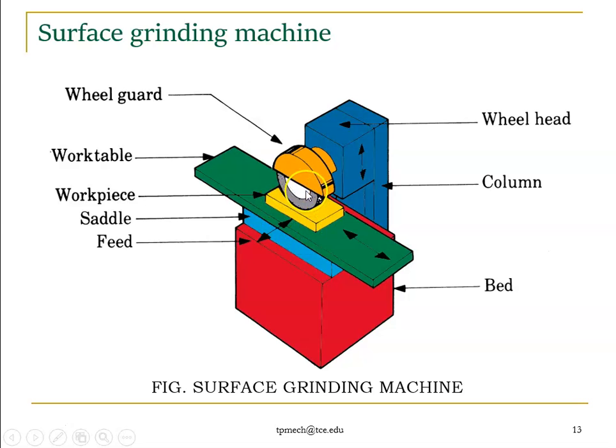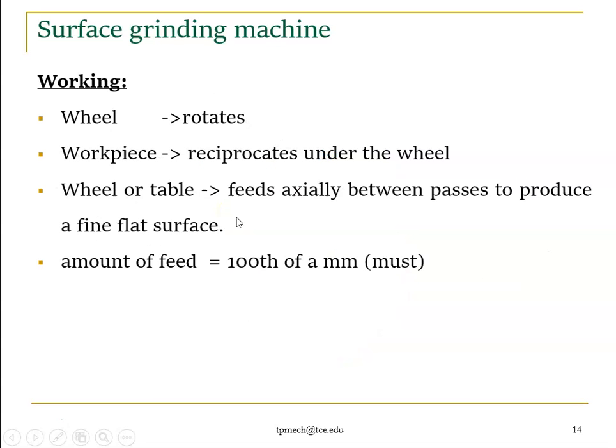So generally the wheel rotates about a horizontal axis. It's a rotating element alone, but the workpiece can move reciprocally with the help of the table, as well as move crosswise with the help of the saddle, because the table is connected with the saddle. Sometimes in some machines, the wheel may have crosswise movement, right? So this is the basic construction of a surface grinding machine.